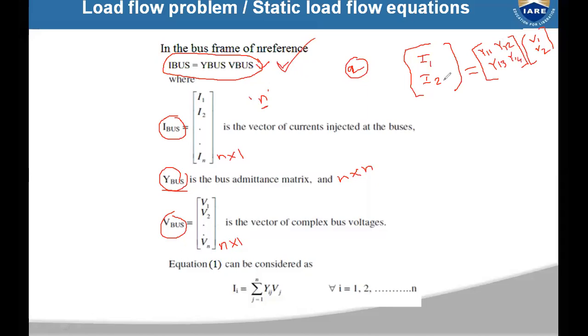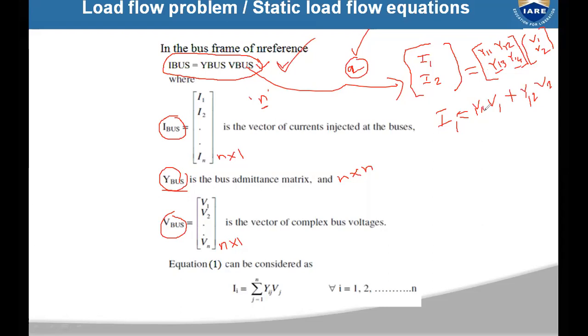Right. So if you consider a 2 bus system, this equation can be written like this. From this you can write I1 is equal to Y11 into V1 plus Y12 into V2. Okay, so I2 is equal to next Y13 into V1 plus Y14 into V2, like that you will get.